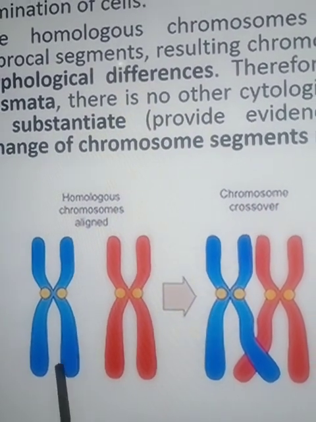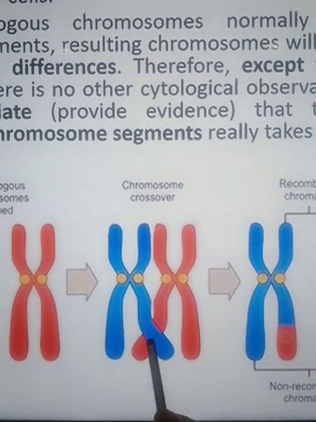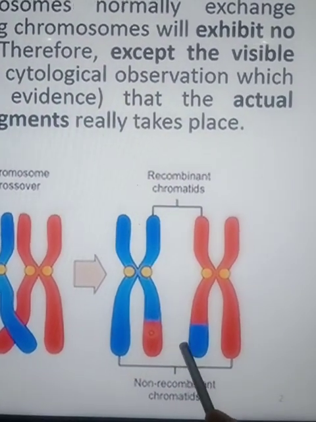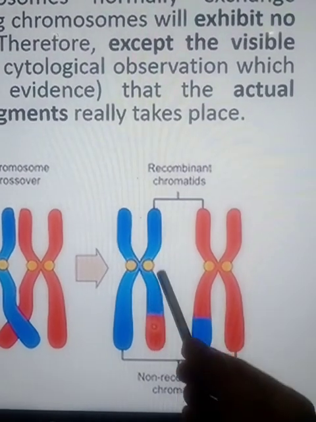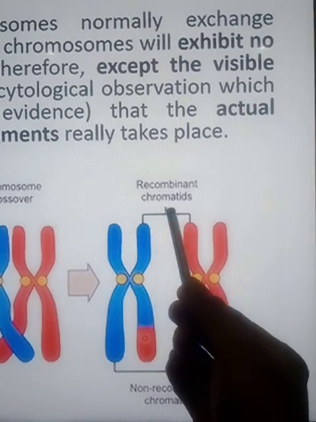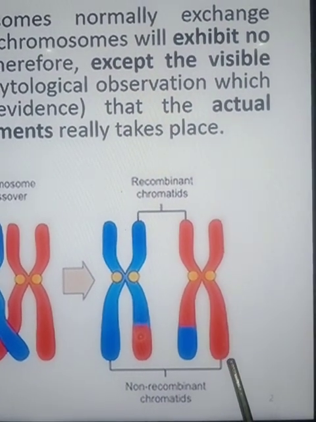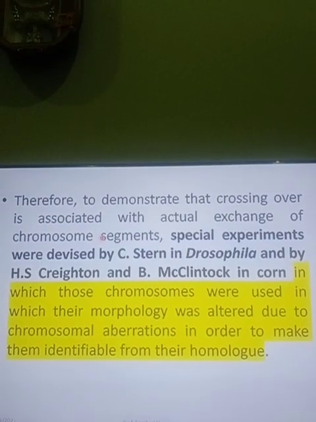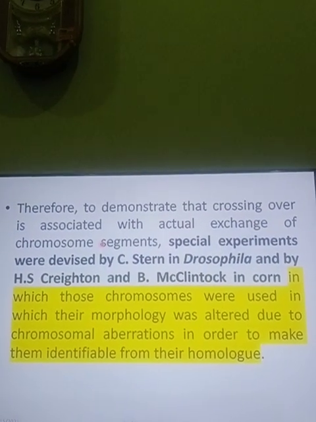So these two are the homologous chromosomes, and crossing over occurs here. After the completion of crossing over, there is a formation of recombinants. These two chromatids are recombinant chromatids, and these two chromatids are called non-recombinants. Usually the morphological evidence of crossing over is the presence of chiasma.